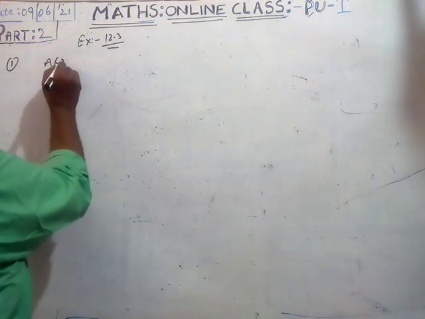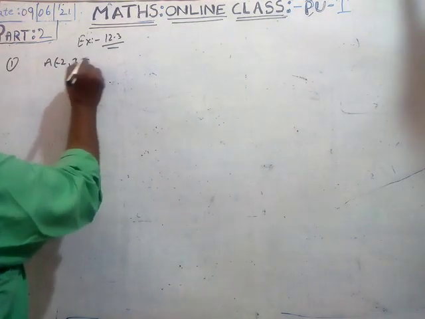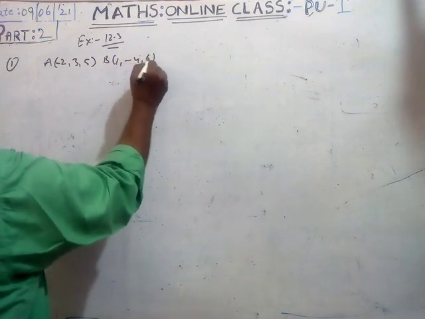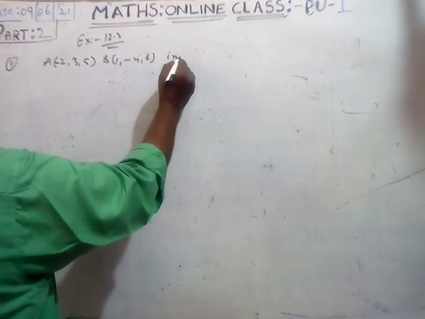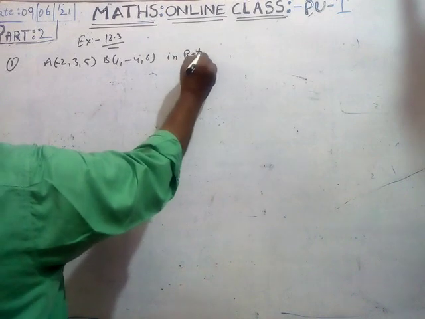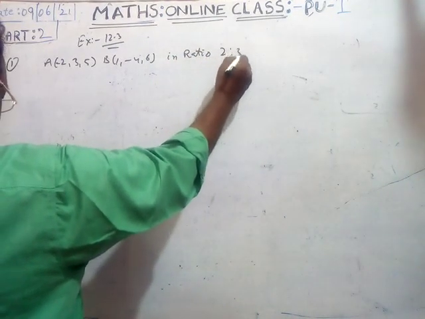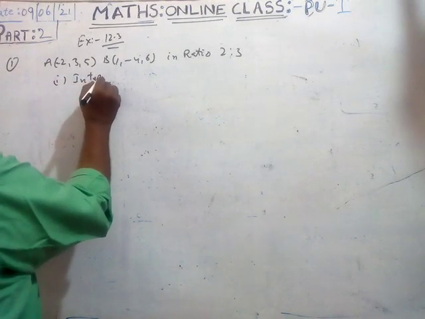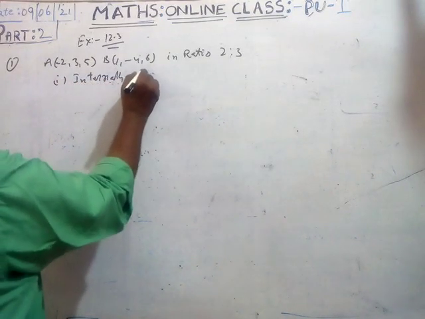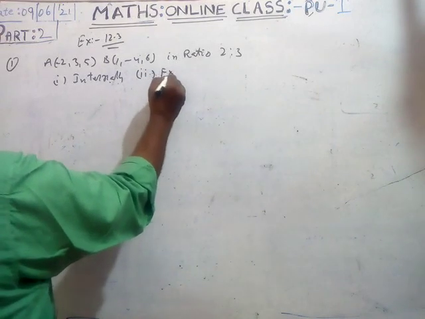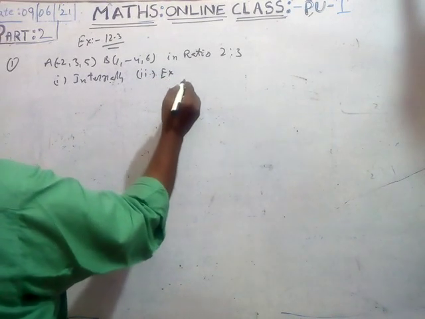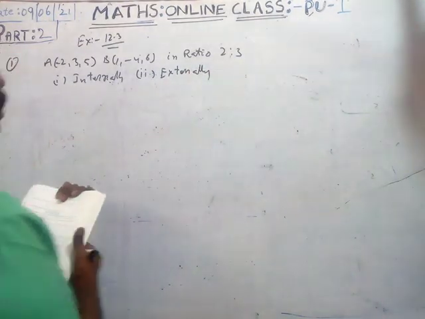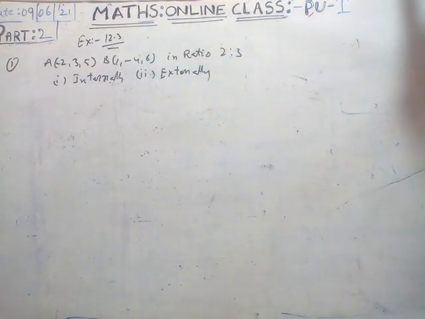First problem. Find the coordinates of the point which divides the line joining the points. Given points: A is minus 2, 3, 5. B is 1, minus 4, 6. In the ratio 2:3. First one is internally. Second one is externally. Same ratio, external. Okay? The same concept.